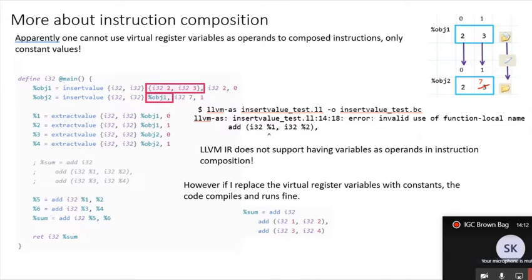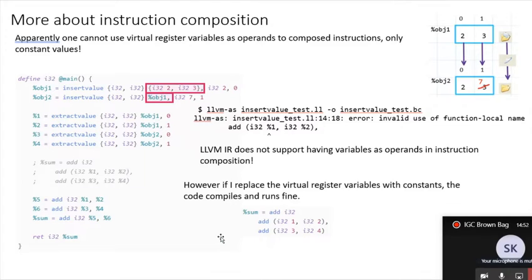Now, there is a reason why I use multiple instructions and virtual registers to do the sum here, instead of instruction composition, which is this code being commented out here. It produces this compilation error: invalid use of function-local name, add i32 %1. It's complaining about this line right here. So apparently one cannot use virtual register variables as operands to composed instructions, only constant values.